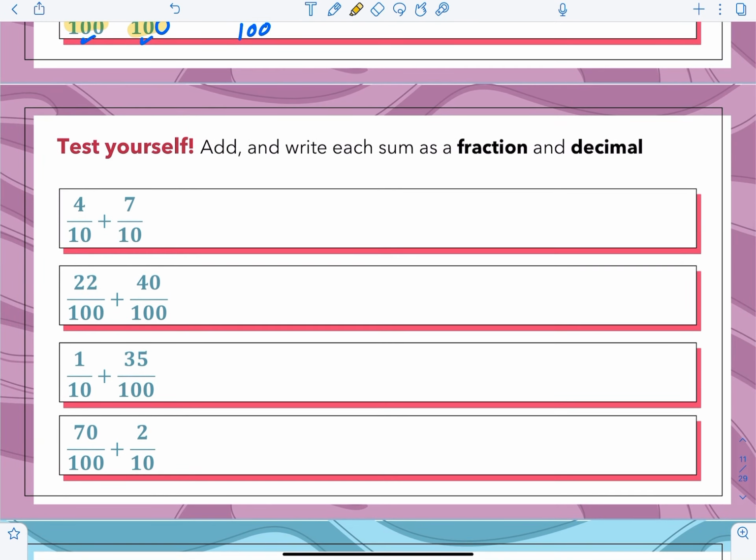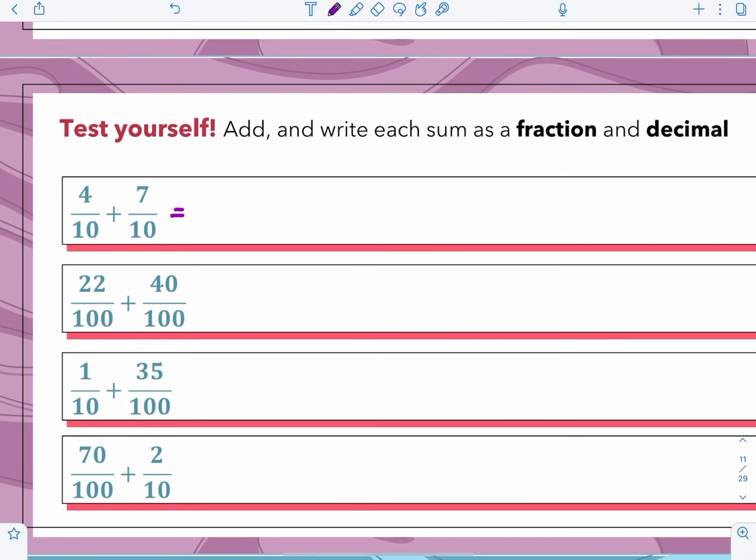Stop the video and answer these questions. So are you done? Let's do that. Here I have 10, 10 down, so I'm ready to add. 4 plus 7, this is 11. 11 over 10, okay? Meaning this is more than 1. So 11 over 10, this is like a whole number, which is 10 over 10 plus 1 over 10.